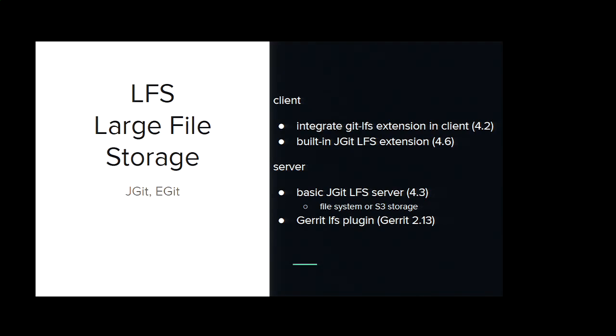On the server side, we did a basic LFS server implementation in JGit, so there are two storages you can choose from. You can either use a file system, which is very easy to set up but doesn't scale so well because you have to buy new disks if you run out of disk space. And I mean, it's about storing large files, so this can happen. And we did an implementation for Amazon S3, so you have a scalable object store to store those objects. And we integrated this basic LFS server into Gerrit. So this is a new Gerrit plugin called LFS. This has both storage implementations, so you can configure which one to use for which project.